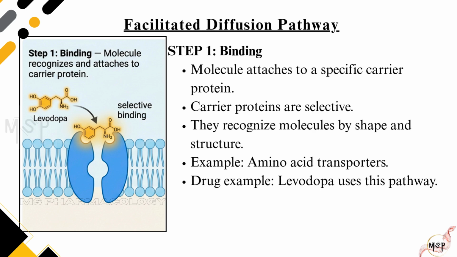Steps in facilitated diffusion. Step 1. Binding. The molecule finds its match. The molecule binds to a specific carrier protein on the membrane, and these proteins are highly selective. They recognize molecules based on their shape and chemical structure. Amino acid transporters, for instance, recognize molecules with a similar structure to amino acids. A drug like levodopa can use this system because it resembles natural amino acids.